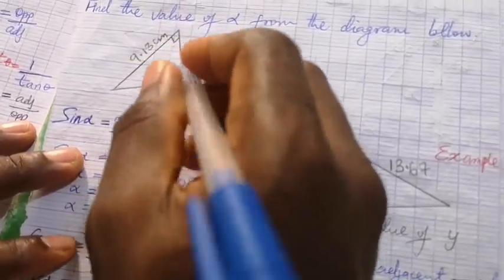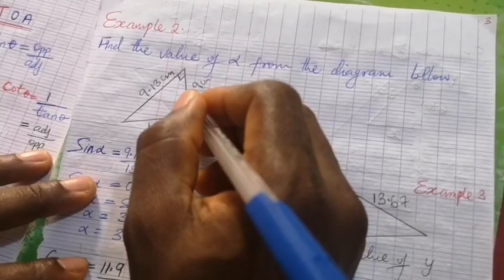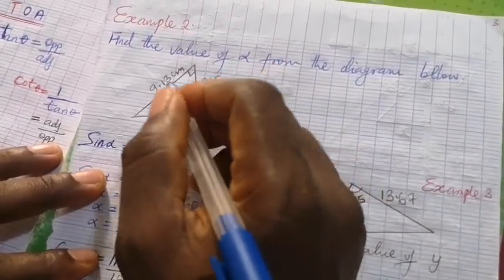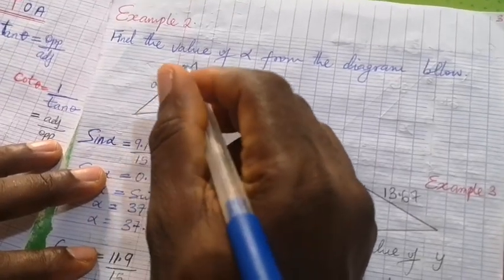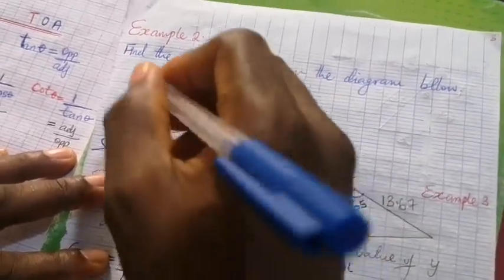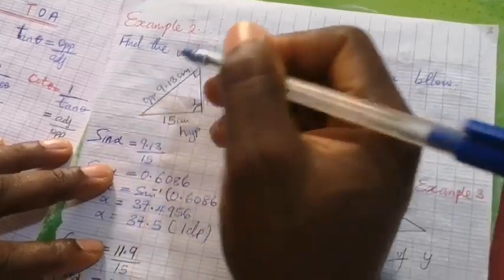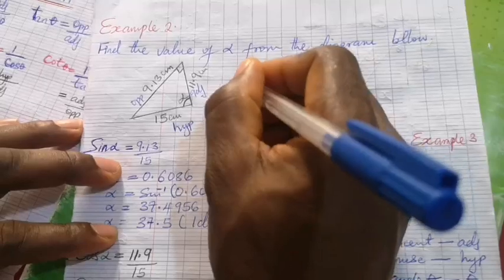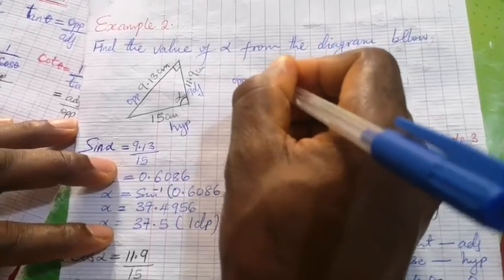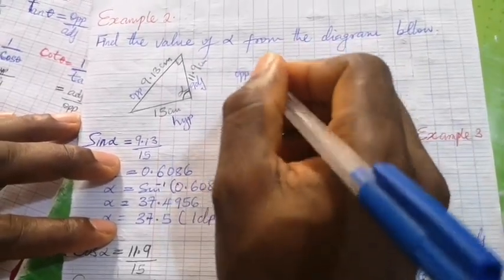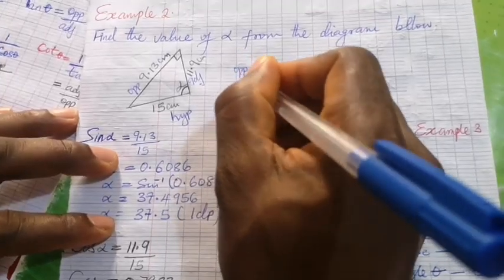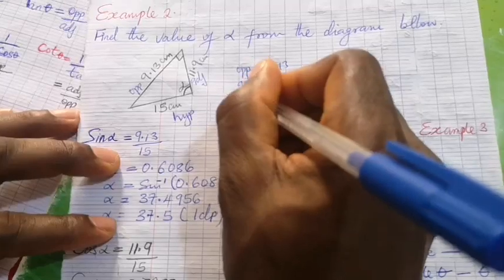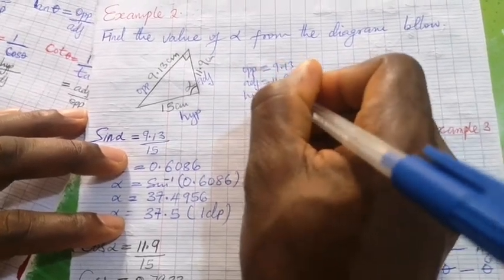So because of that, this side is our adjacent. Now this other line that did not participate in the formation of this alpha will become the opposite. So from what we have here, we have opposite to be 9.13, adjacent to be 11.9, and hypotenuse to be 15.